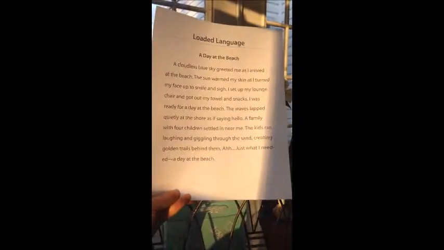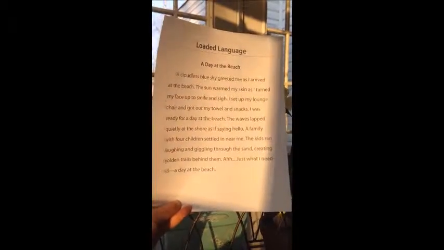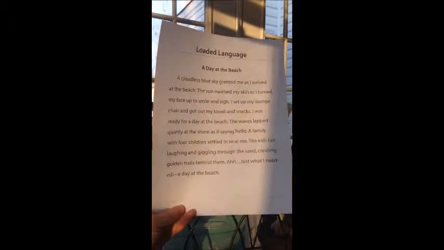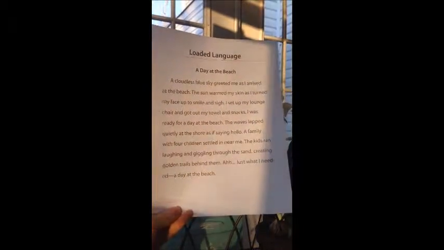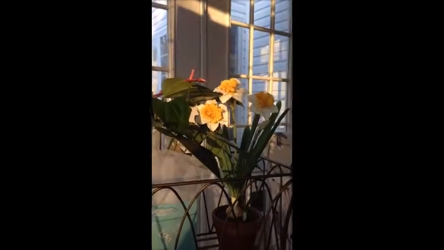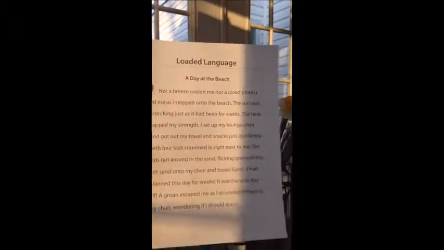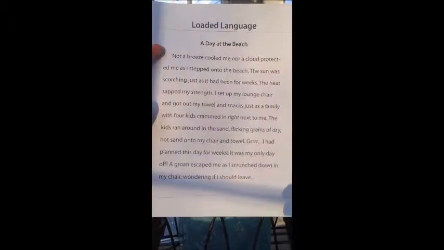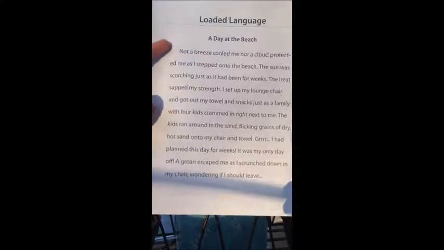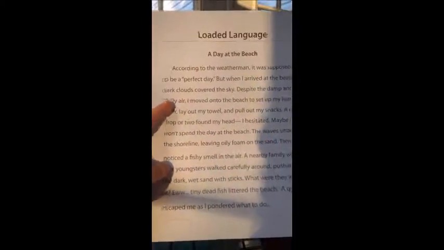In this first example, where the paragraph is describing a day at the beach, it reads, a cloudless blue sky greeted me as I arrived at the beach. The sun warmed my skin as I turned up my face to smile and sigh. Okay, my next example, same topic, but when you read it, you see, not a breeze cooled me, nor a cloud protected me as I stepped onto the beach. The sun was scorching just as it has been for weeks. So you can see you have the same topic, but the choice of words clearly demonstrates something a bit more negative, like they don't want to be at the beach.